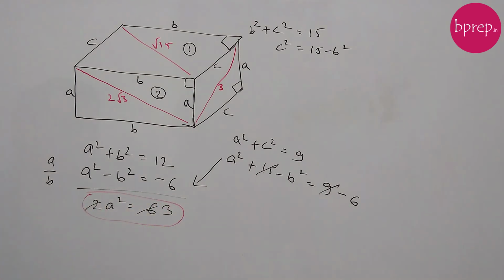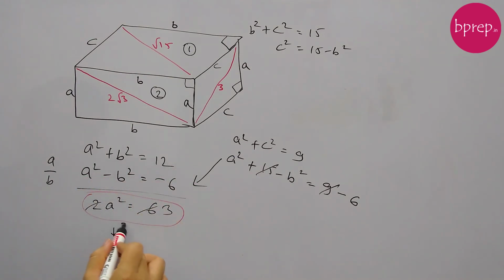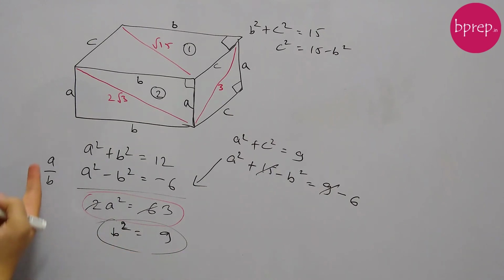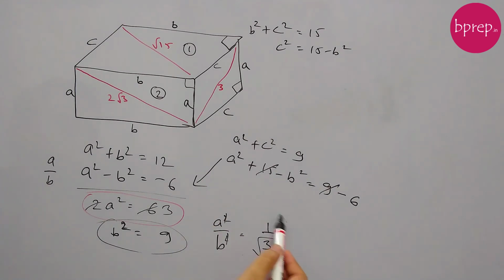So we have one value now. We have the value of a square. So if a square equals 3, we can put it in any of the equations. So b square will be 12 minus 3, this is 9. Okay. So we need to find out A by B. We have got a square and b square. So what is a square by b square? This is 3 by 9 or 1 by 3. So A by B, if we remove the power, let's cancel the power. So A by B will be 1 by √3. Okay. So 1 by √3 is the answer.